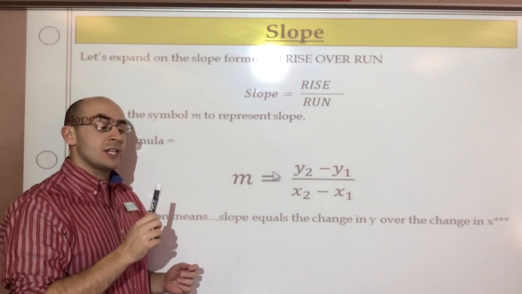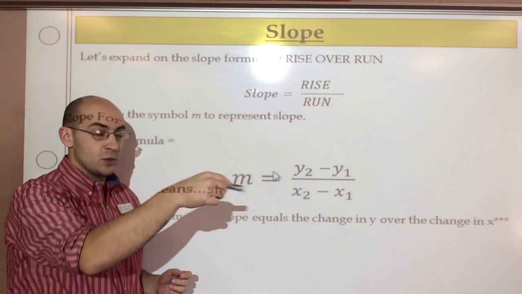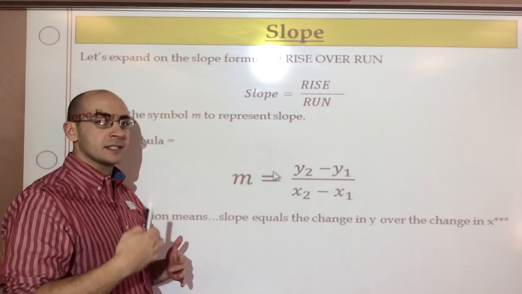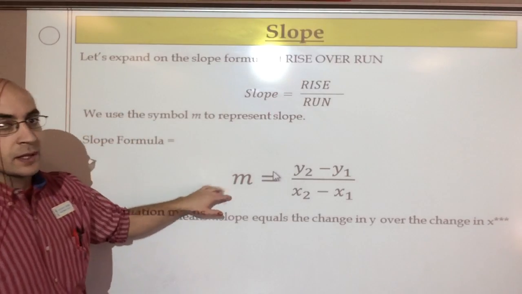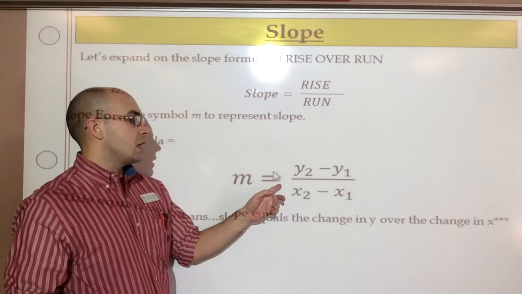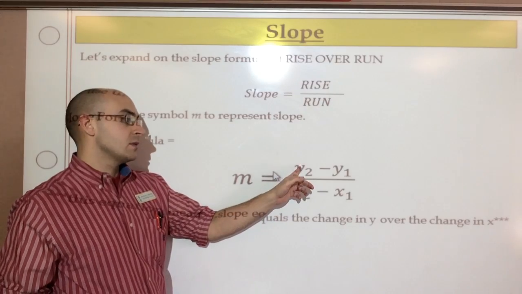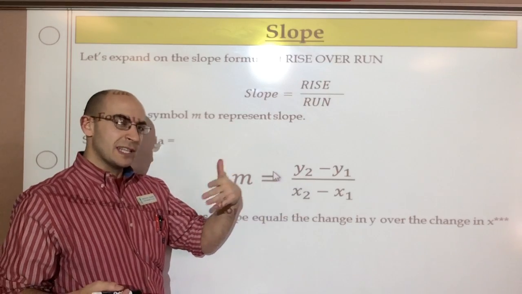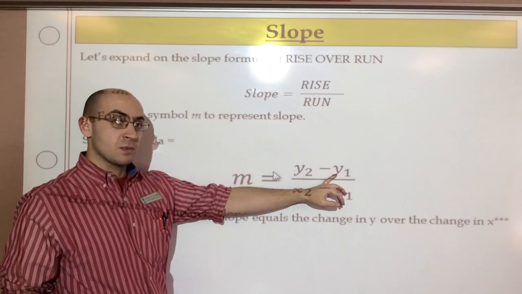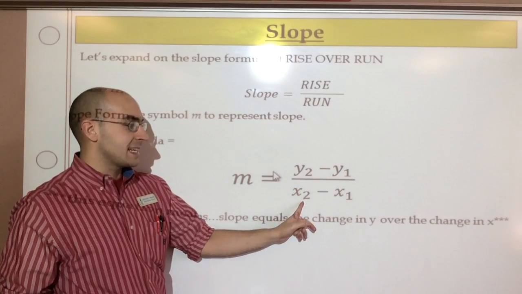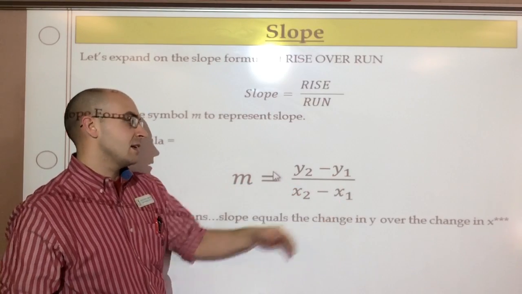Okay, so the slope never changes regardless of where the 2 points that you select on a straight line, because it will always stay the same. Now, here's the formula. M, which is slope, is equal to the second y value, right, because we need 2 points, minus the first y value over the second x value minus the first x value.